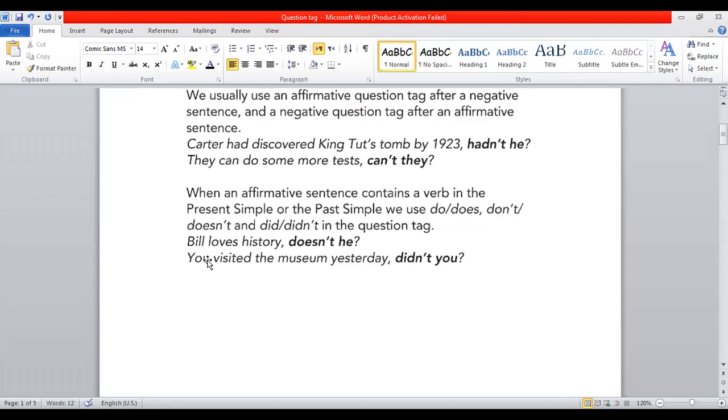Why? Because we don't have here auxiliary verbs, and then you will change the verb, or you can use the auxiliary verbs doesn't or didn't or don't instead of this verb. Loves here, this is in the present simple, so you will use doesn't. Visited here is in the past simple, so you will use didn't, and so on.